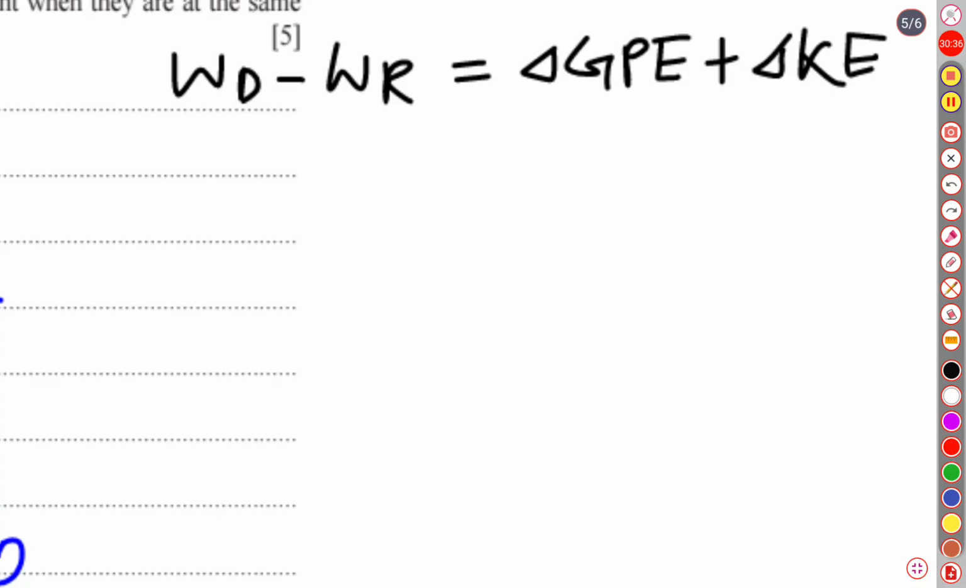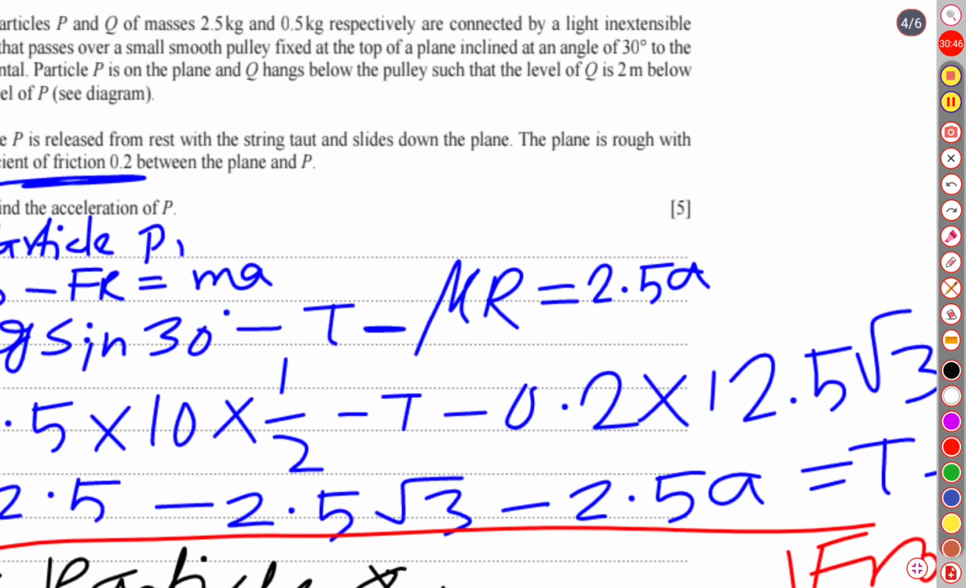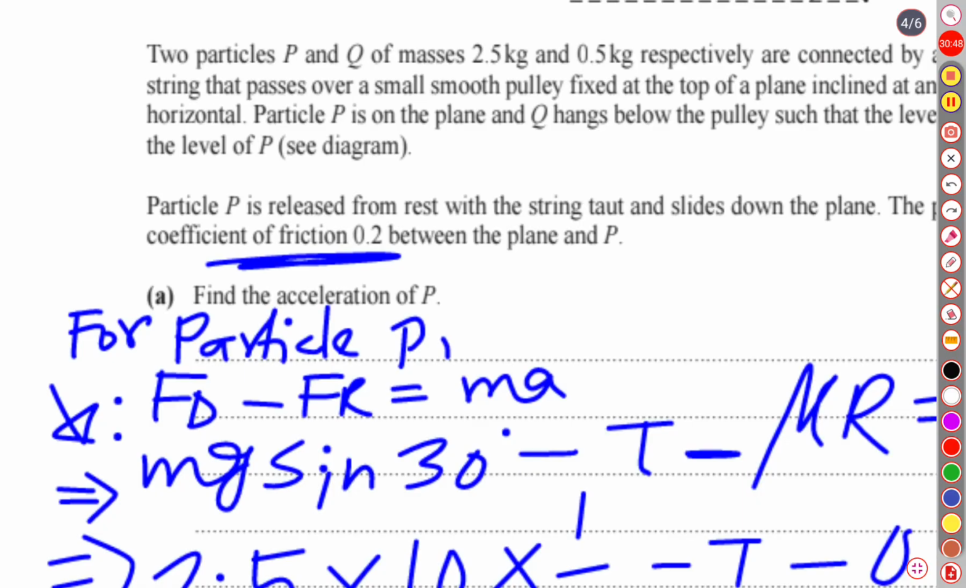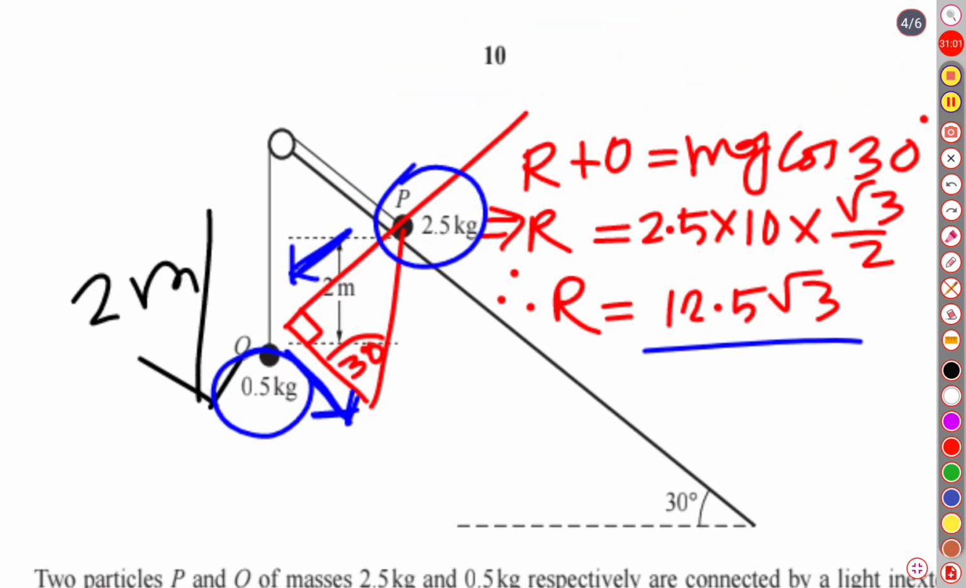KE. Okay, now let's see what was the work done by the driving force. If we go back to the question, what is written here? Particle P is released from rest with the string taut and slides down the plane. That means there is no external force acting on this for moving it downward.